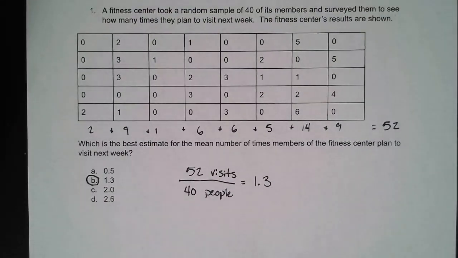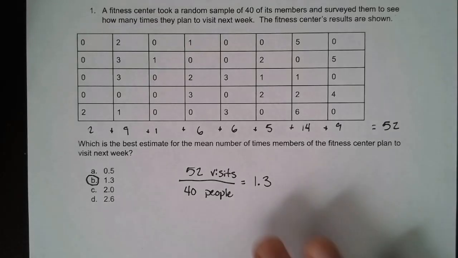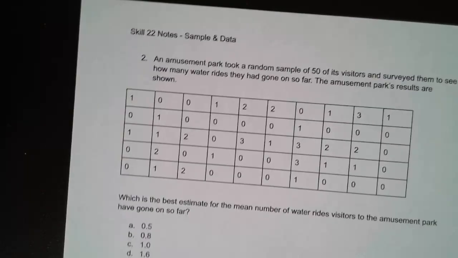So from this sample, we can infer that there is about 1.3 visits per person next week. So let's go ahead and take a look at the second example on the next page of the notes.